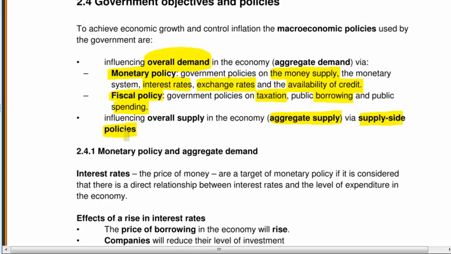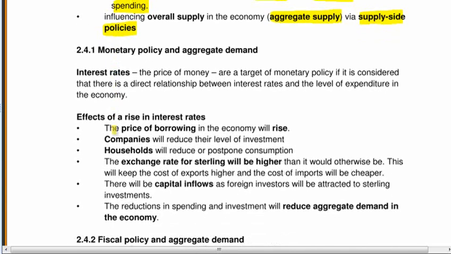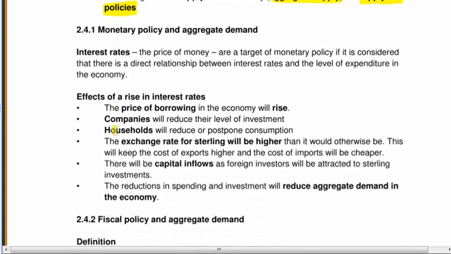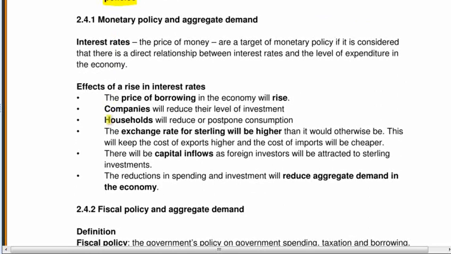Now, in more detail, how does monetary policy affect aggregate demand? Well, interest rates. Imagine the government increased its interest rates. The price of borrowing therefore goes up. Companies therefore can't borrow and they reduce their level of investment. Households, again, can't afford to borrow as much, and equally they're also paying a lot more in mortgage interest, so they reduce their level of consumption.